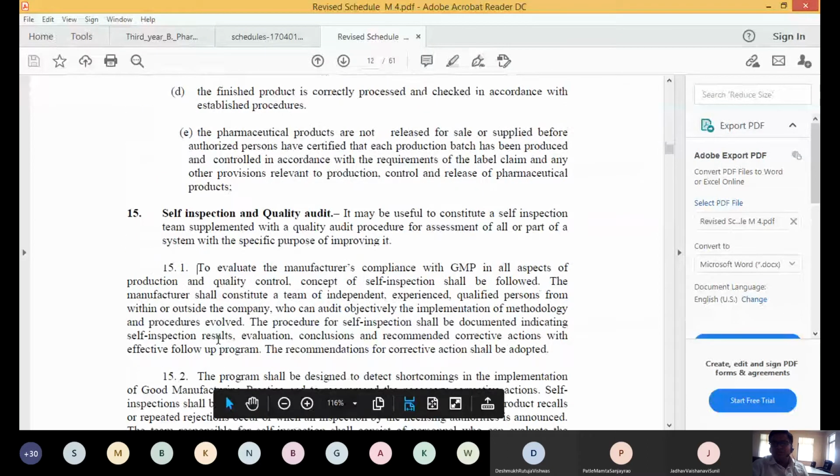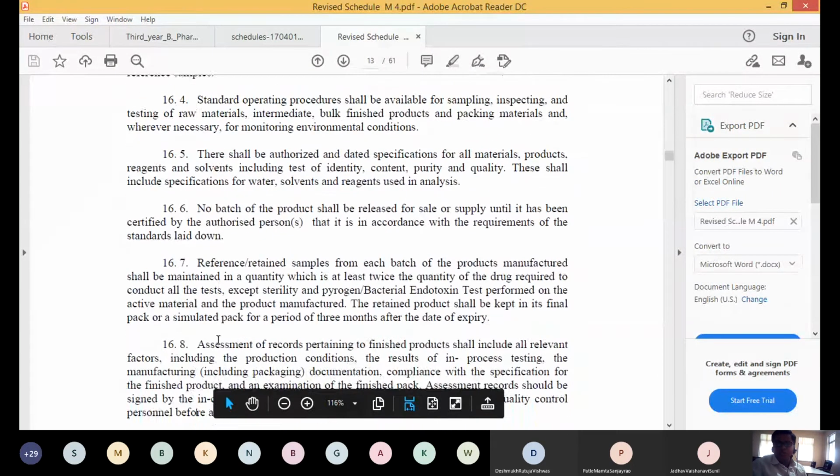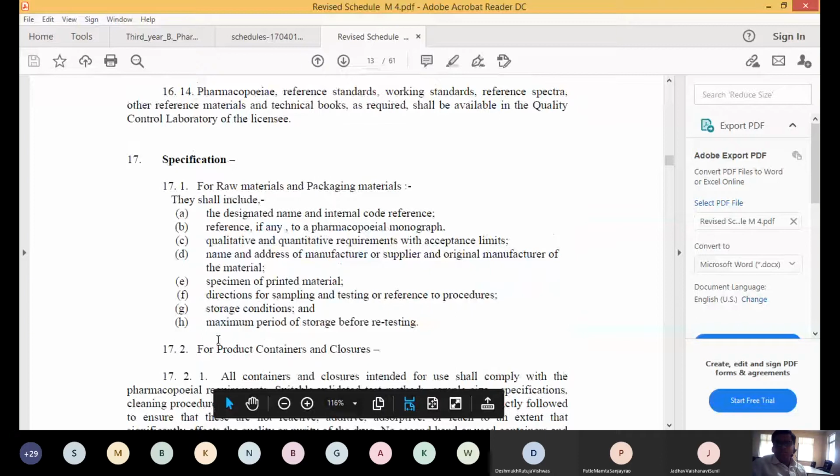In the quality assurance department, there is self inspection and quality audit. This is again very important, the self inspection and quality audit. Every time the manufacturer should carry out the self inspection. The time frame of that, within 2 years or 3 years or 5 years, like that, should be fixed and decided. Apart from that, quality audit is there, like FDA audit, that should be followed.